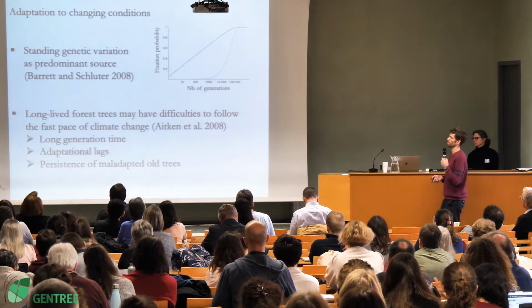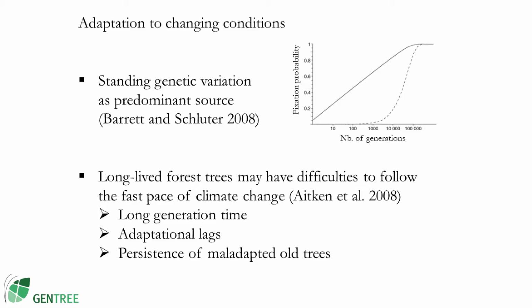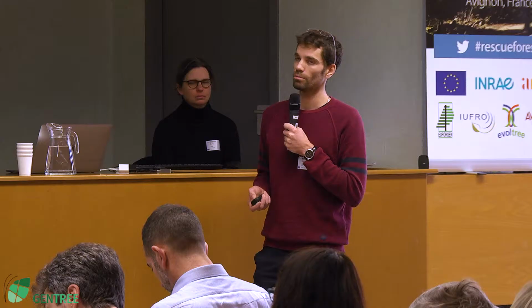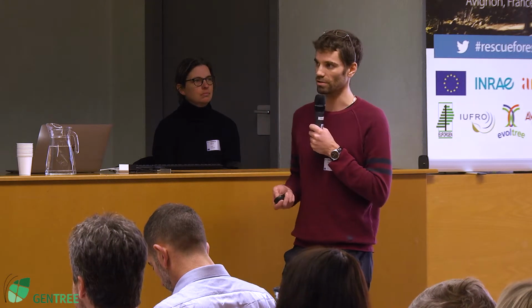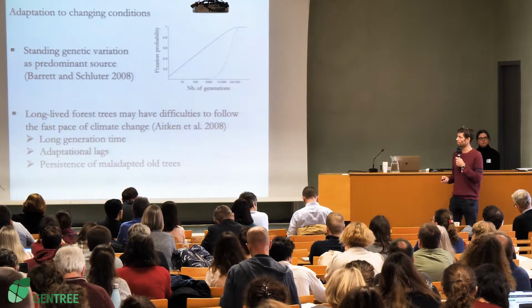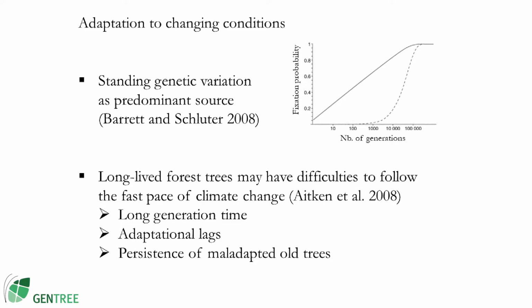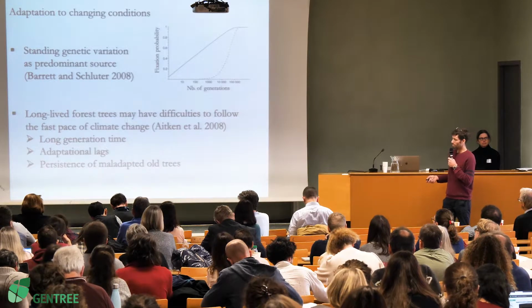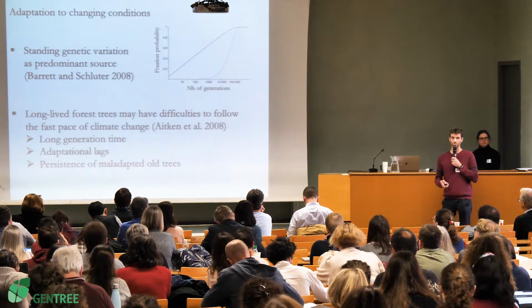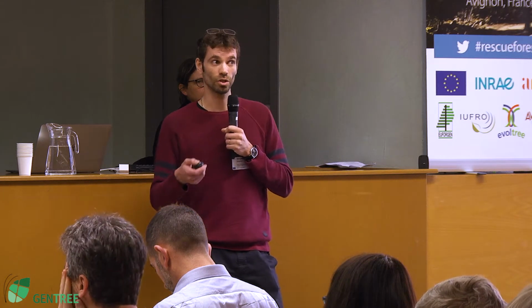One way to cope with rapid environmental change is to adapt to changing conditions. It has been shown that standing genetic variation is a predominant source of beneficial mutations because they can be fixed quicker compared to new mutations arising spontaneously in the populations. It has also been hypothesized that long-lived forest trees may have difficulty following the fast pace of climate change because they have a long generation time and can suffer from this adaptational lag, so they need time to change their allele composition. Something important to keep in mind is the persistence of potentially maladapted old trees, which can still spread, by pollen and seeds, genotypes suited for past conditions.